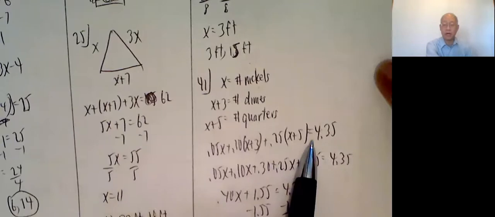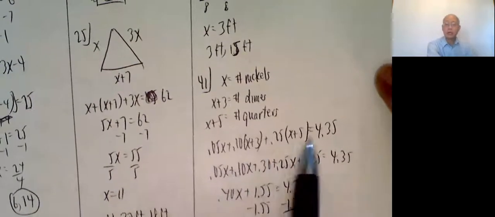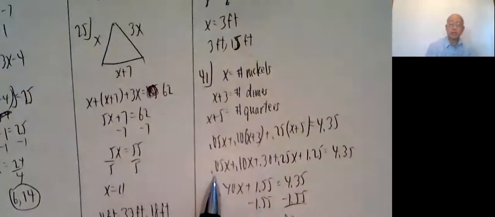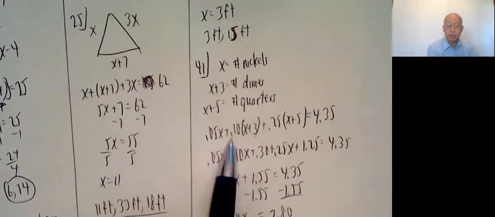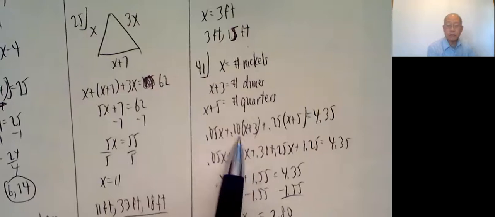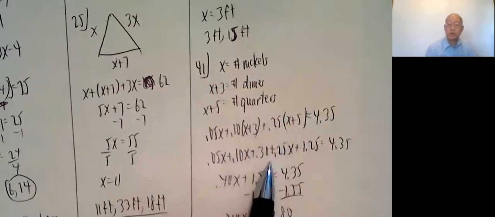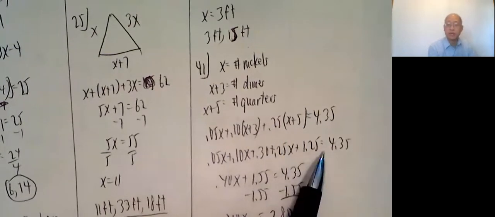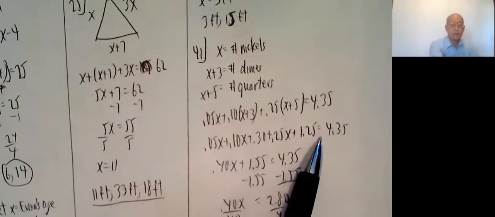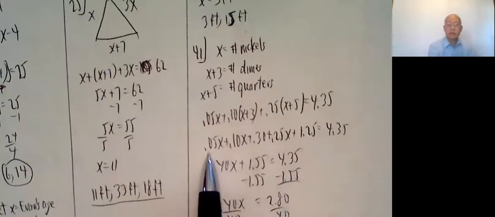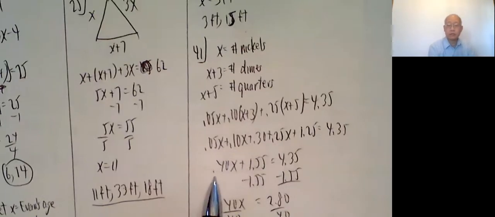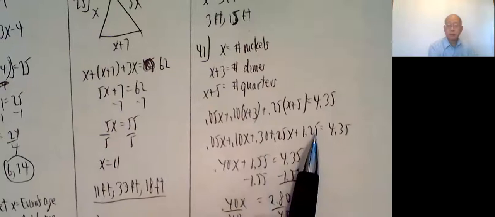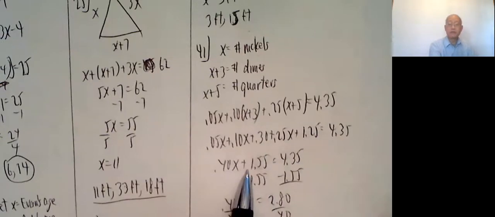said was $4.35. You could clear the decimals. I was going to do it this time without clearing the decimals, to show you what it looks like. So 0.05x plus, distribute here, 0.10x plus 0.30. Distribute here, 0.25x plus $1.25 equals $4.35. Combine like terms, that plus that plus that comes out to be 0.40x. That plus that is $1.55.